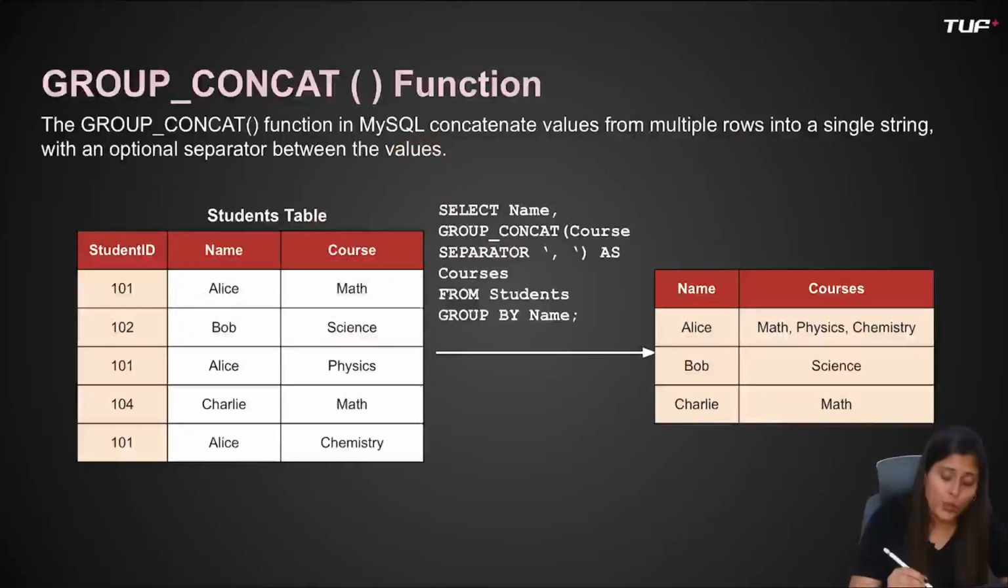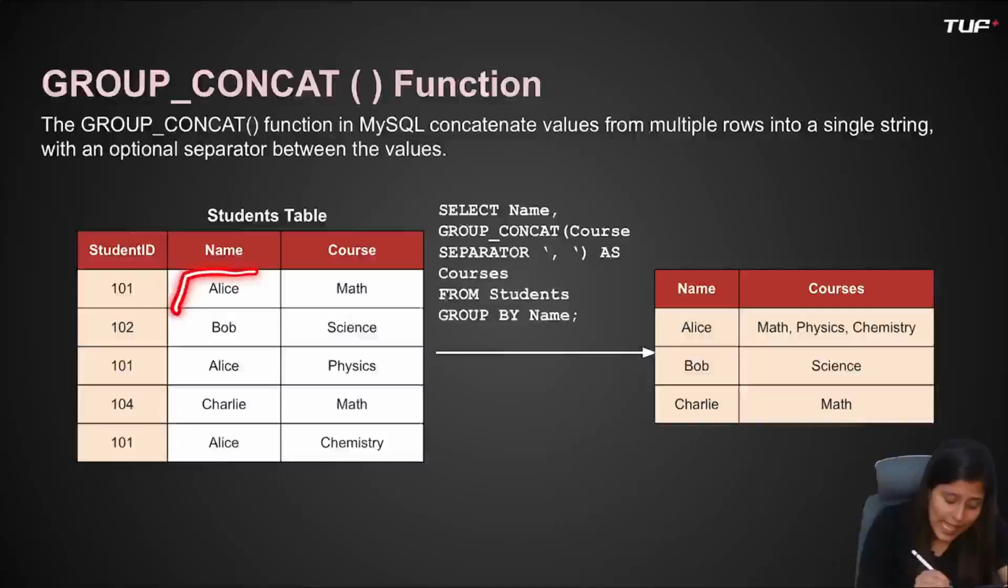So let's see from the query. We are selecting name, and then we are using group concat on the course, with a separator. We will give that the name courses, from students, group by name.